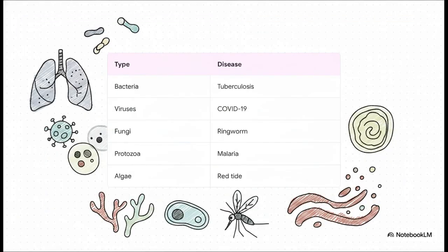We basically face 5 main types of pathogens. First up are bacteria, which are single-celled organisms responsible for heavy hitters like tuberculosis and cholera. Then we have viruses like COVID-19 and influenza. These are particularly tricky because they're obligate intracellular parasites, meaning they literally require our own host cells to replicate. We also battle fungi, causing issues like candidiasis and ringworm, and protozoa, which are often water-dwelling eukaryotes bringing us diseases like malaria and amoebic dysentery. And finally, we have algae, which might actually surprise you.